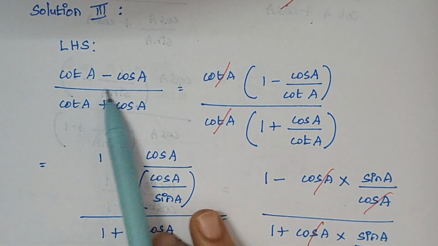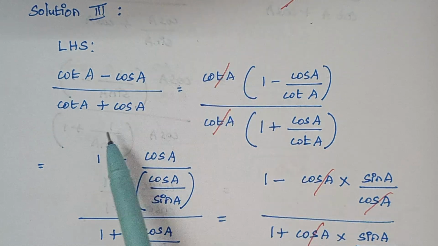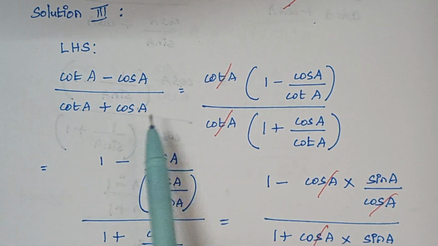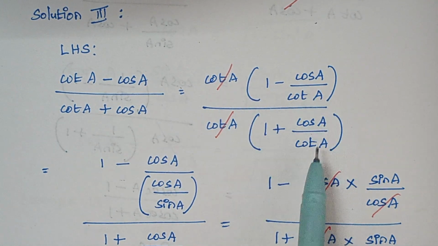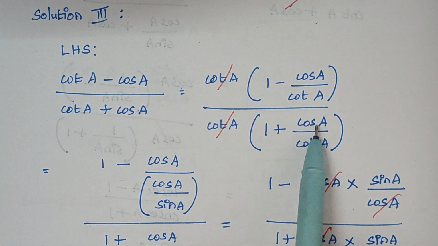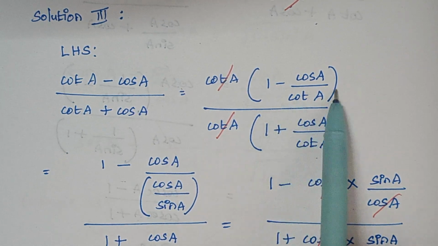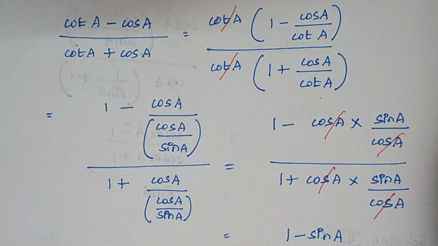So here, the same thing I did in method 2, that is solution 2. So cot A minus cos A divided by cot A plus cos A. Here cot A is commonly taken outside. So the remaining terms are 1 minus cos A by cot A divided by 1 plus cos A by cot A. Right. Now the next step is I am writing cot A in terms of cos and sin. Right. So this is the thing.